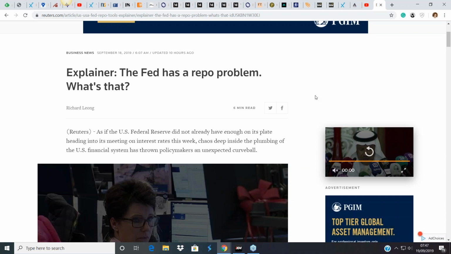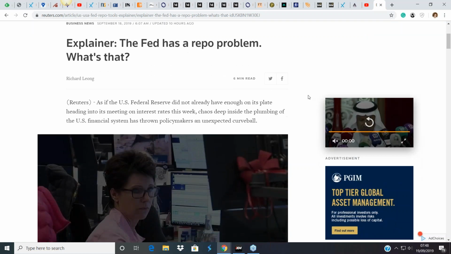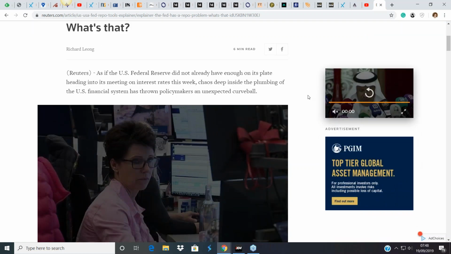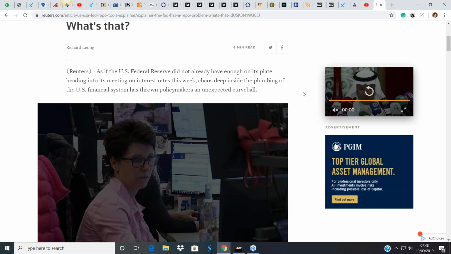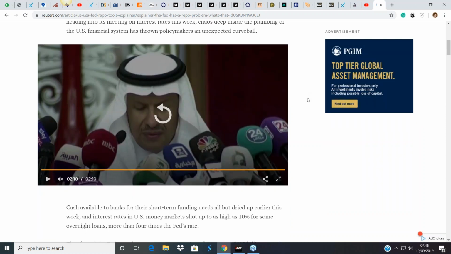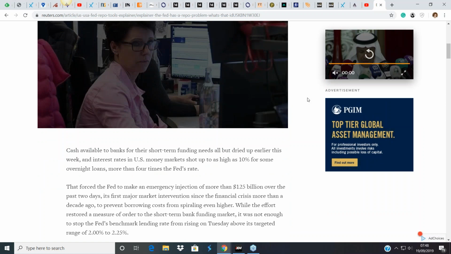It's this repo problem. This is actually quite interesting because it's one of those things that seems very esoteric, and you think, well, what's it got to do with me as a trader? But it's a stress within the credit markets. Basically, banks have to keep reserves, as you know. When they have these reserves, they like to make them work for them, so they lend them to other banks, as it were. But what happened this week is that there was insufficient.